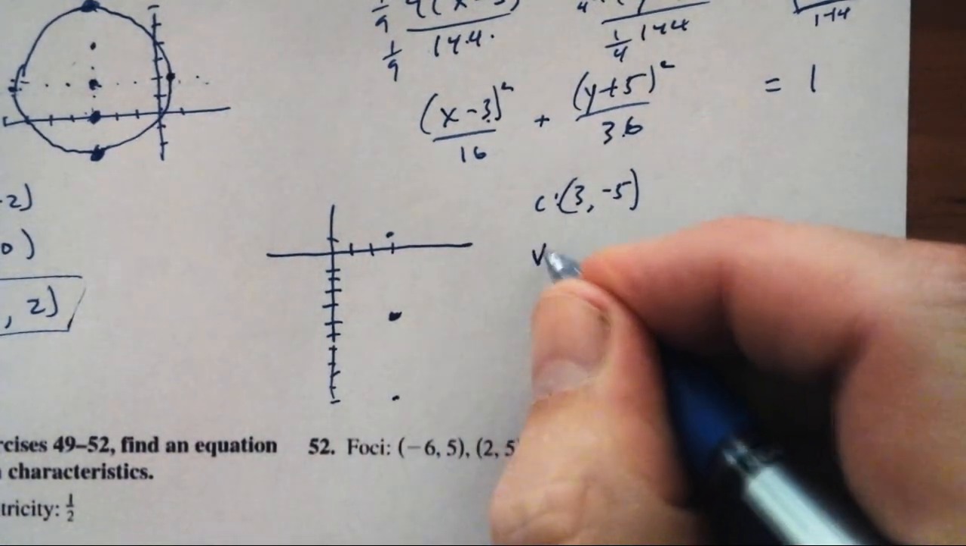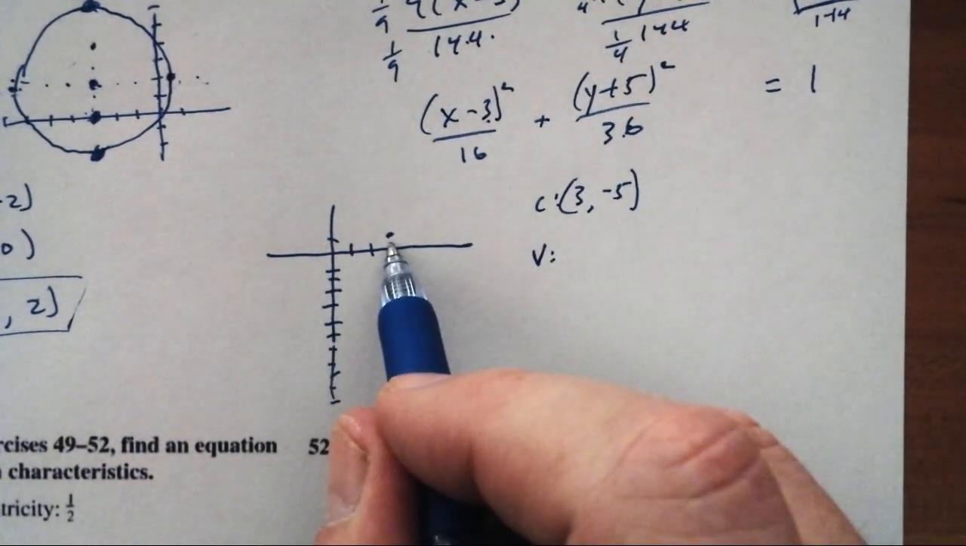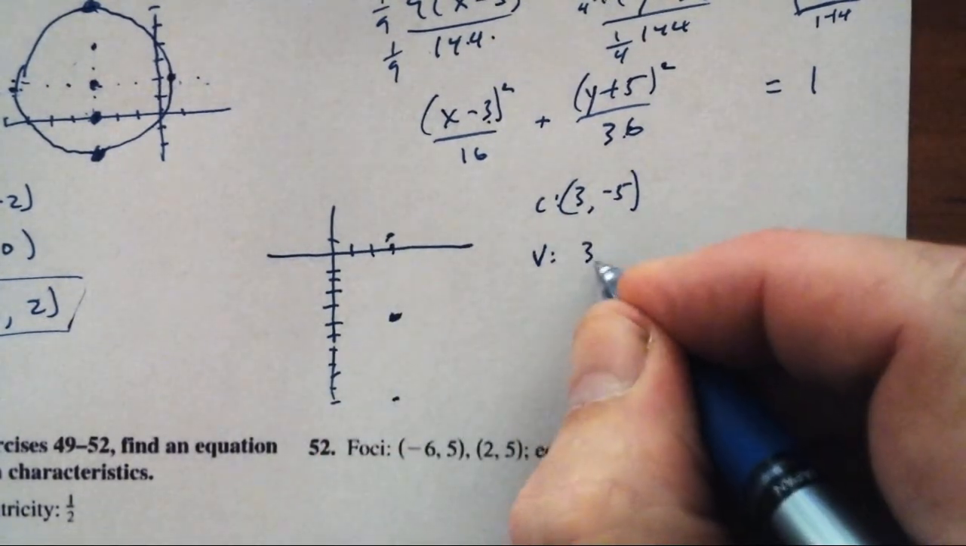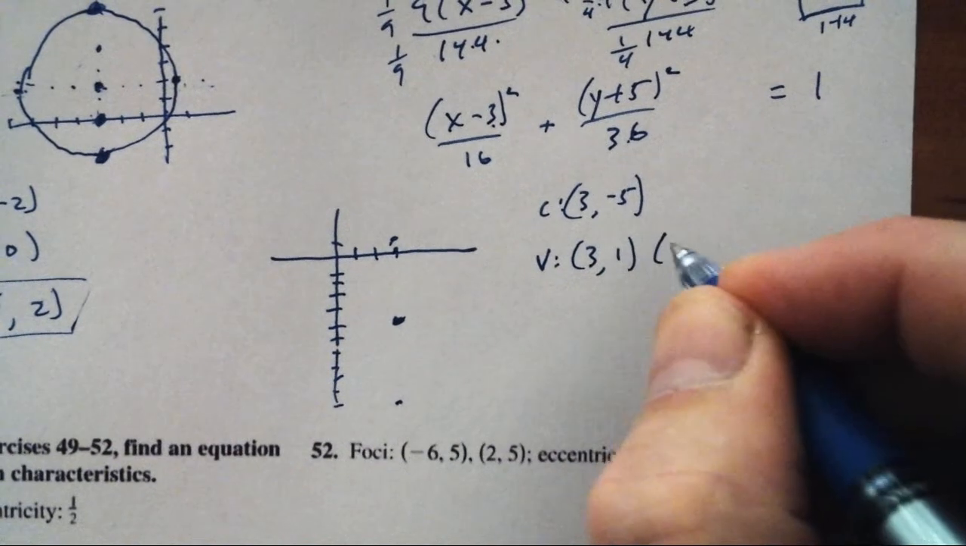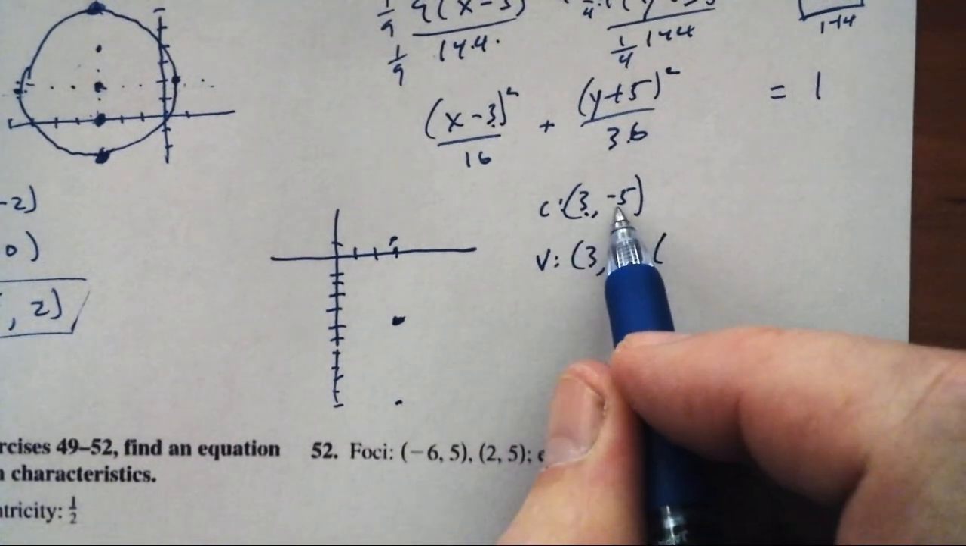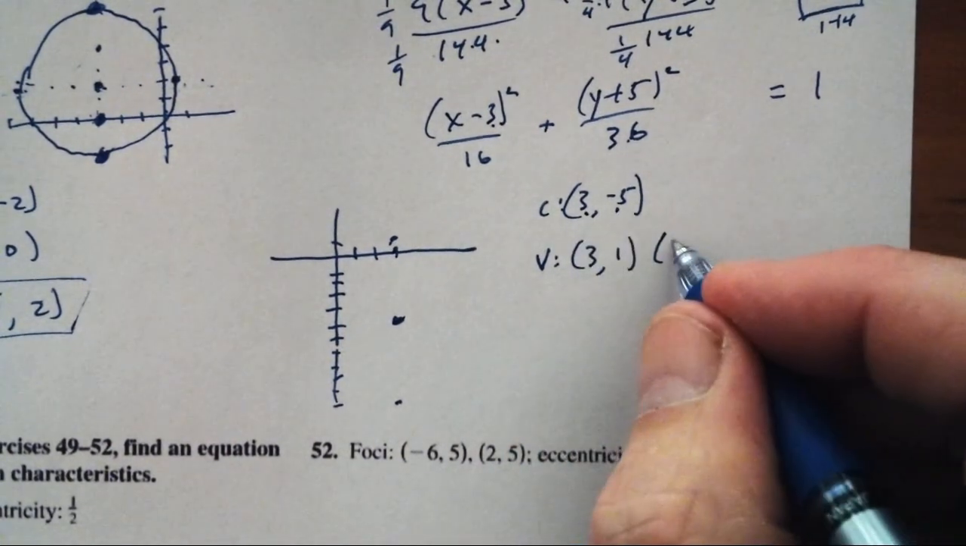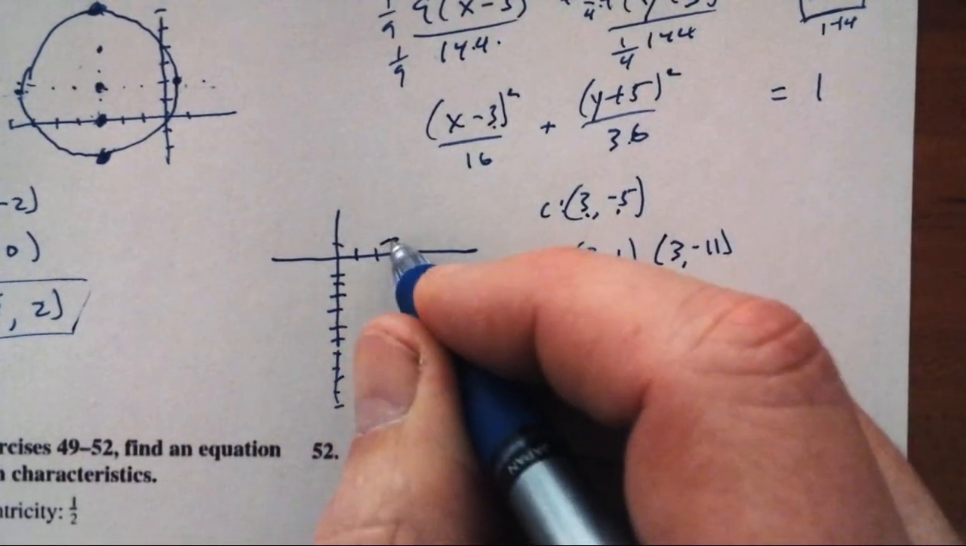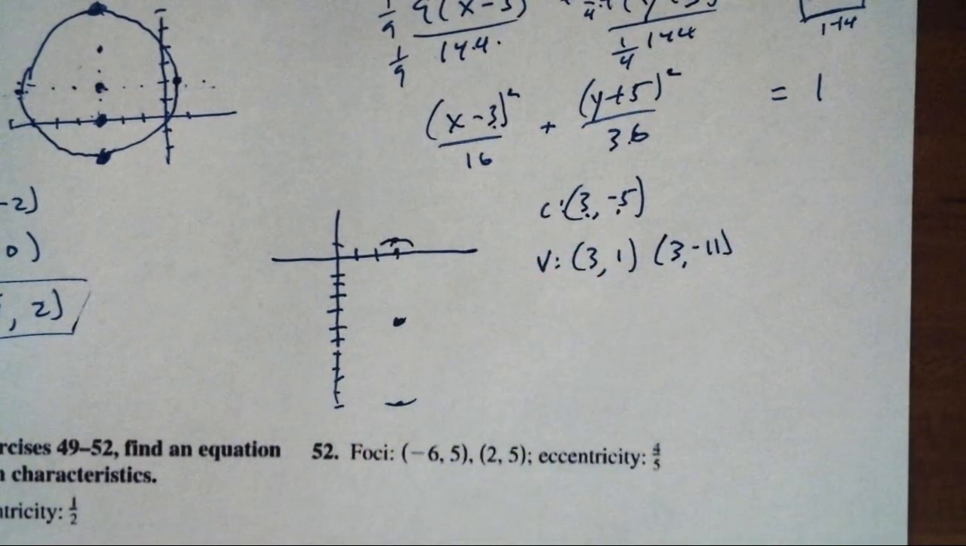Where's that get me for my vertices? I was right 3, down 5, but up 6. So I'm right 3, up 1. I was right 3, down 5, down another 6: (3, -11). And the ellipse looks like this.